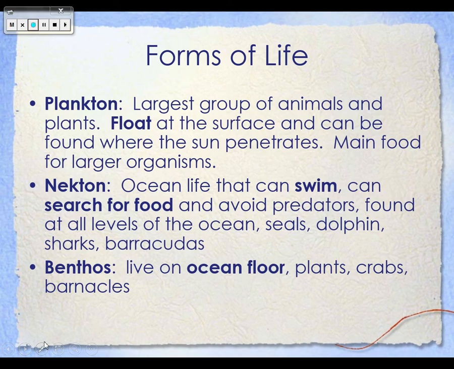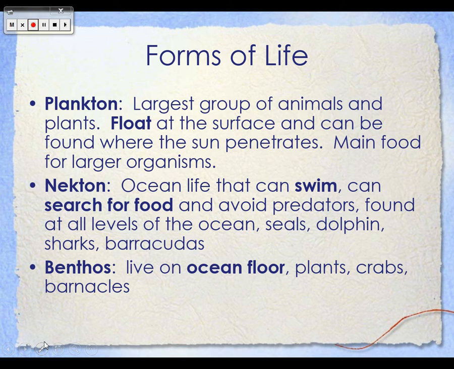Okay, forms of life that you need to know, and you need to know anything in bold. First of all, the largest group of animals and plants in the ocean are called plankton. Plankton float. They float at the surface and can be found where the sun penetrates. They're the main food for larger organisms. Nectins swim. So if there's anything in the ocean that can actively swim, search for food, avoid predators, that would be a nectin. So plankton float, nectins swim.